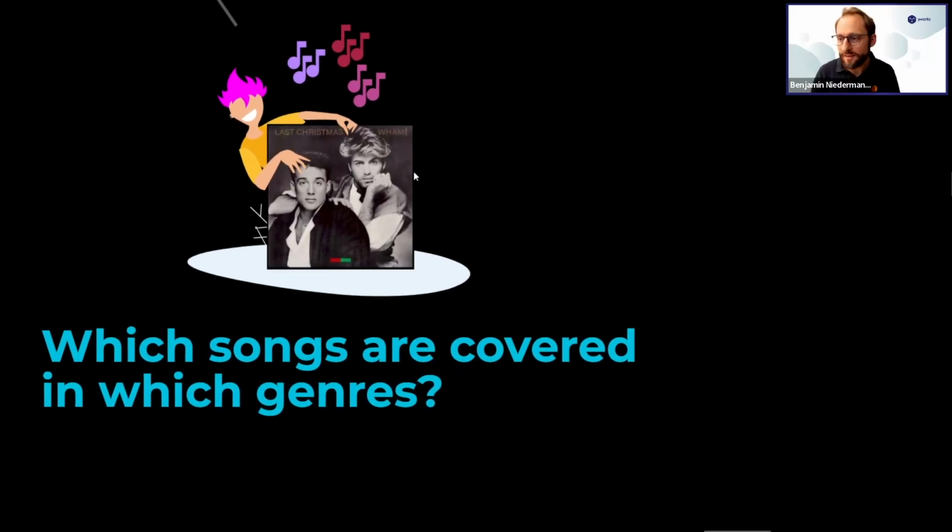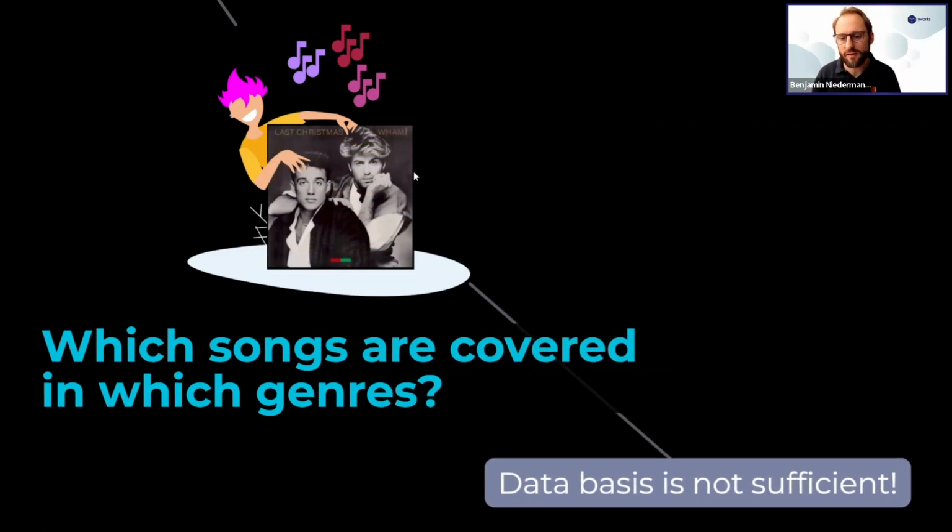And now to the last example. This is actually a very short example. Here the question is which songs are covered in which genres, and here it would be important that you actually have the information when a song is covered by another song. And it turned out when we had a close look at the database that the data in this database is not sufficient to solve this task.